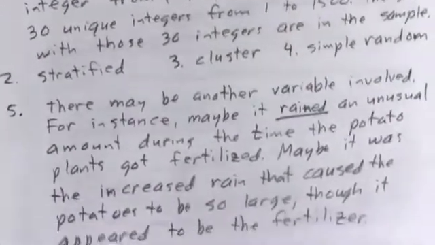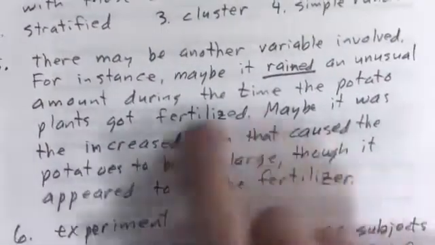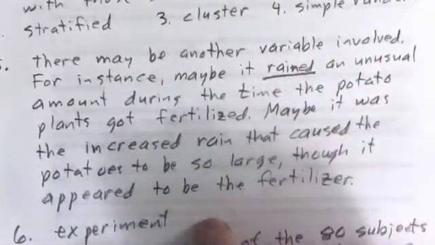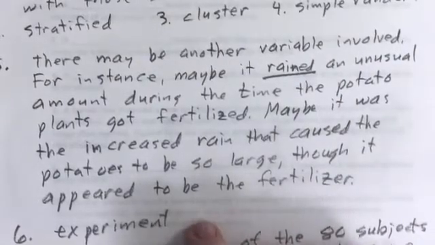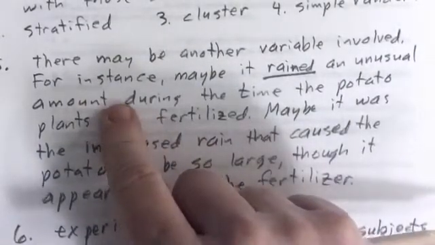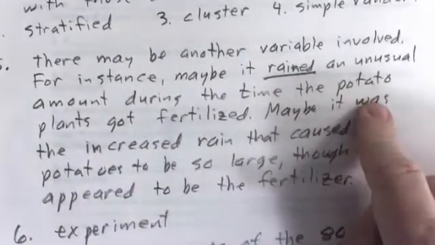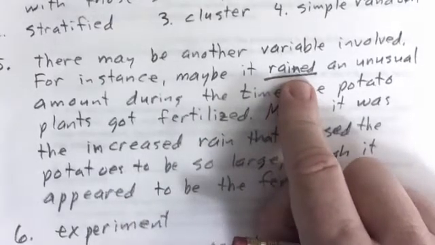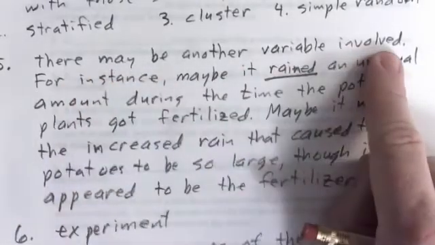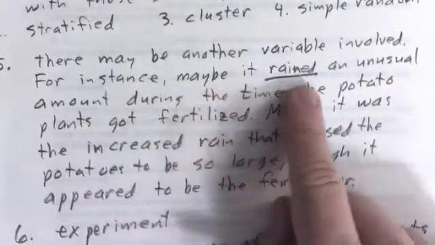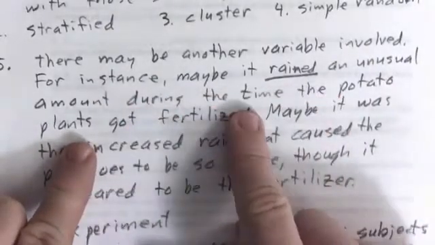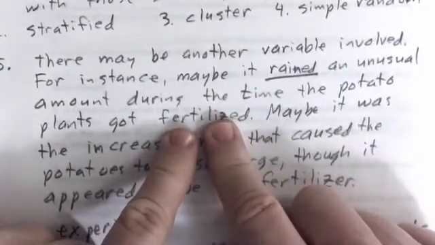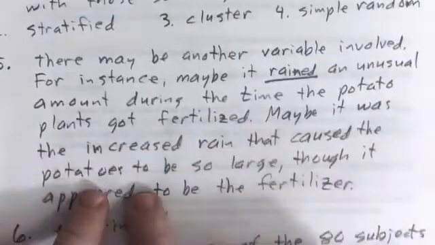The key thing there is that you have to make the connections between all three of the variables: the explanatory variable, the response variable, and then the other variable. That's the key thing. So in this case, the explanatory variable is the fertilizer or not. The response variable is the size of the potatoes, and the other variable could be, let's say, the amount of water, the rain. This is the way I worded this. There may be another variable involved. For instance, maybe it rained an unusual amount of time during the time that the plants got fertilized. So that's connecting the rain with the fertilizer. You've got to do that. Maybe it was the increased rain that caused the potatoes to grow so large.